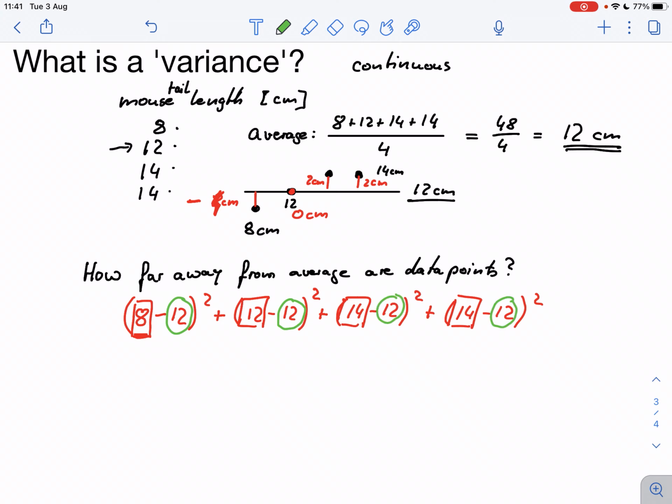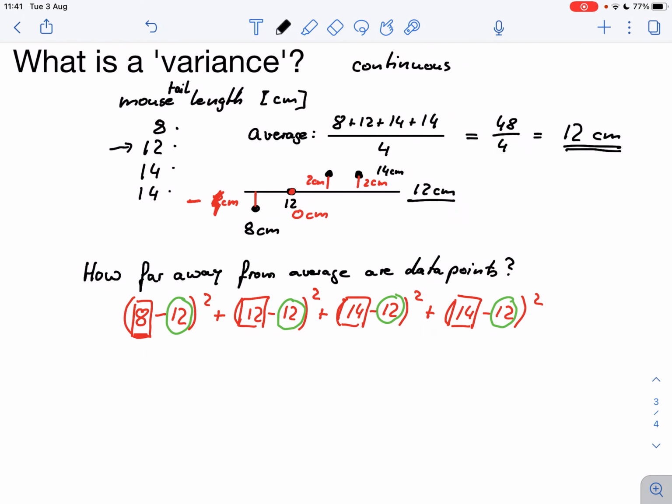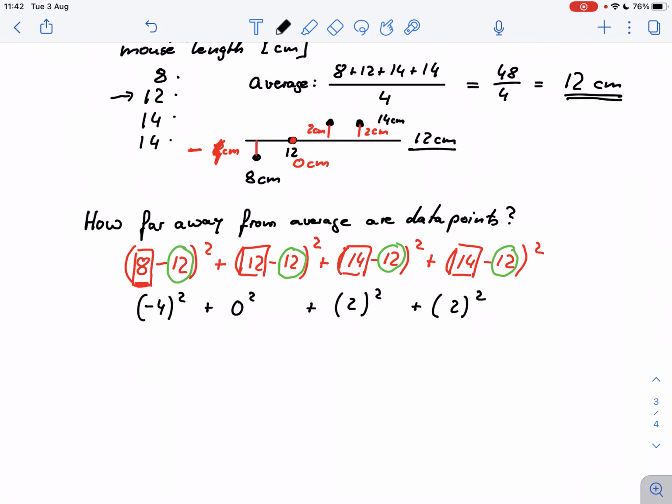This is my average. Right, now let's see what I would get if I did that. So 8 take away 12, that is negative 4 squared, plus 12 take away 12, that is 0 squared, plus 14 take away 12, that is 2 squared, plus the same thing, 14 take away 12, that's again 2 squared. And actually, this has a name, this thing.